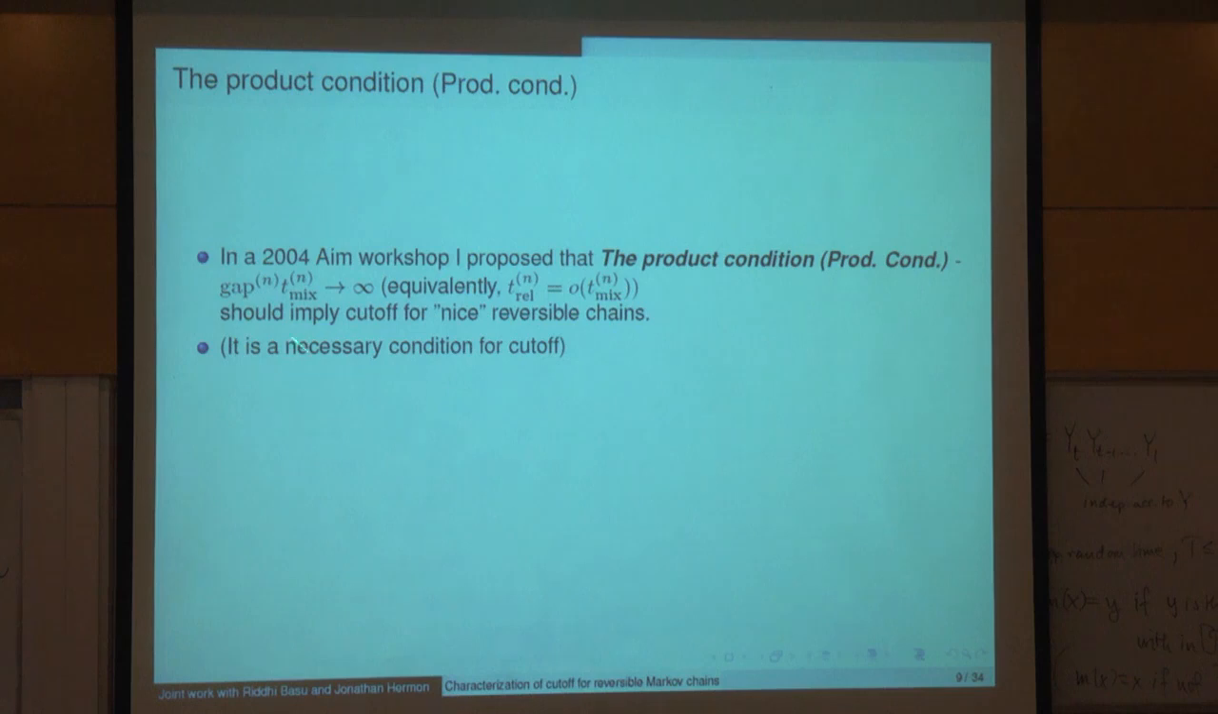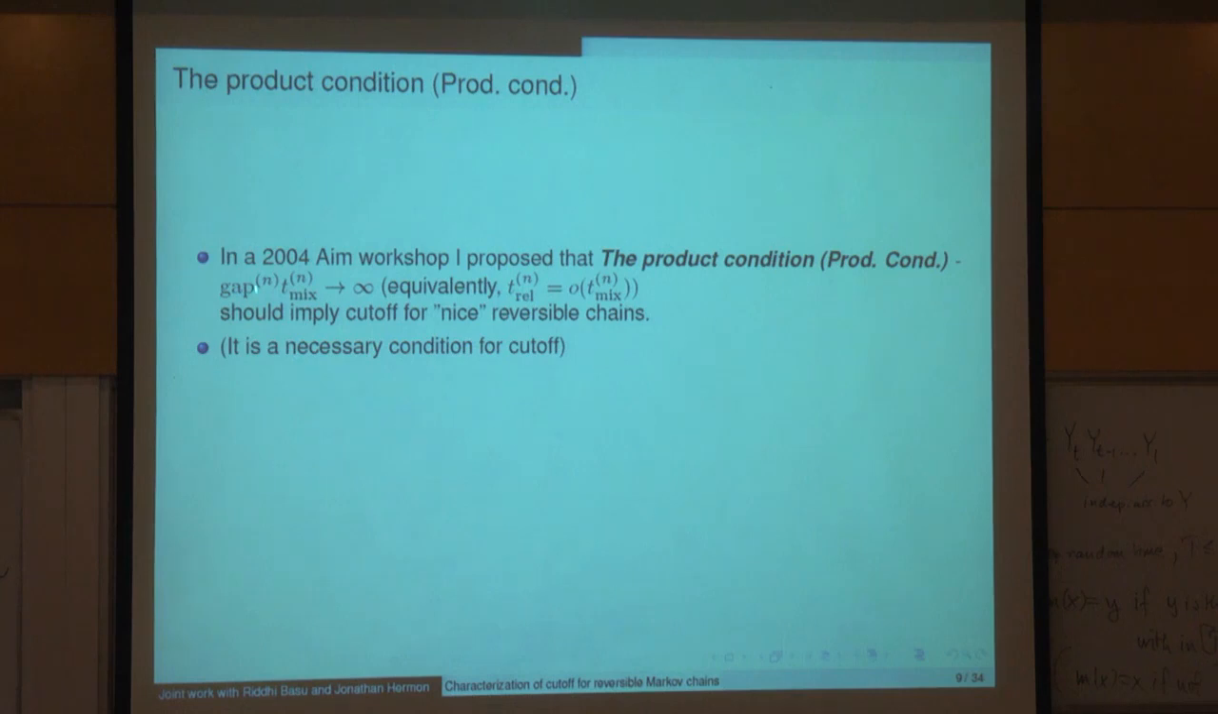So in 2004, in the workshop on mixing at AIM in Palo Alto, I suggested that in many cases, this will be the criterion for cutoff. The spectral gap times the mixing time should go to infinity. It's easy to show this is a necessary condition. So if the spectral gap times the mixing time isn't going to infinity, you're not going to get cutoff. And so, for instance, in the cycle, the spectral gap is order 1 over n squared. The mixing time is n squared, and there's no cutoff.